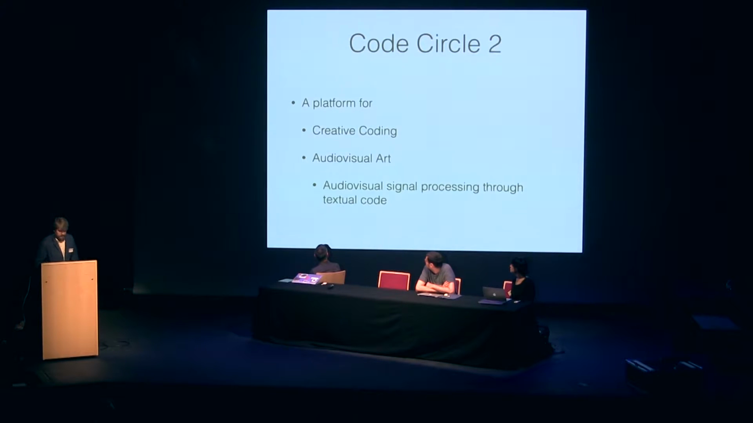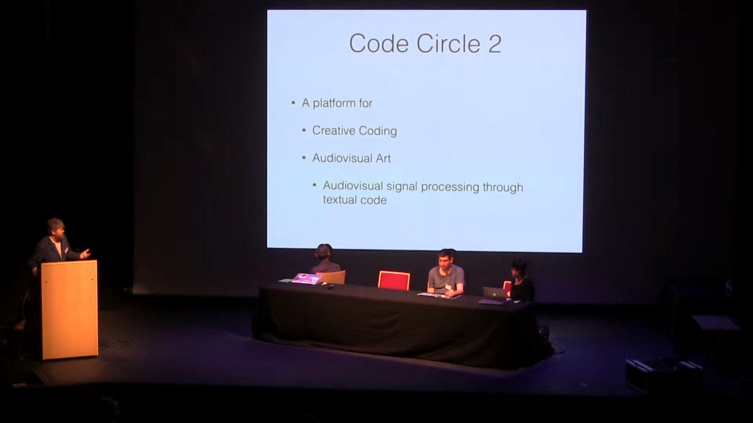So Code Circle 2 is a platform for creative coding. But it's also a platform for audiovisual art. And my background is as an audiovisual artist. And the things which have driven us at Goldsmiths to develop the tools that we use for teaching have really been focused on this one question: can you make audiovisual art with it?